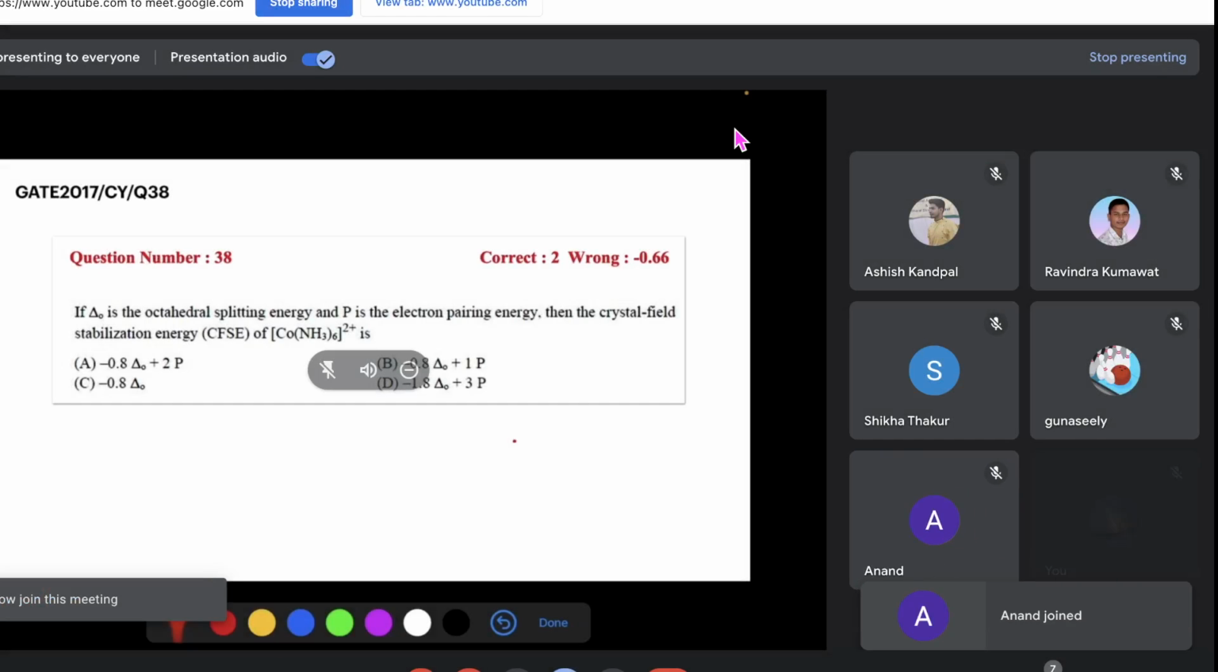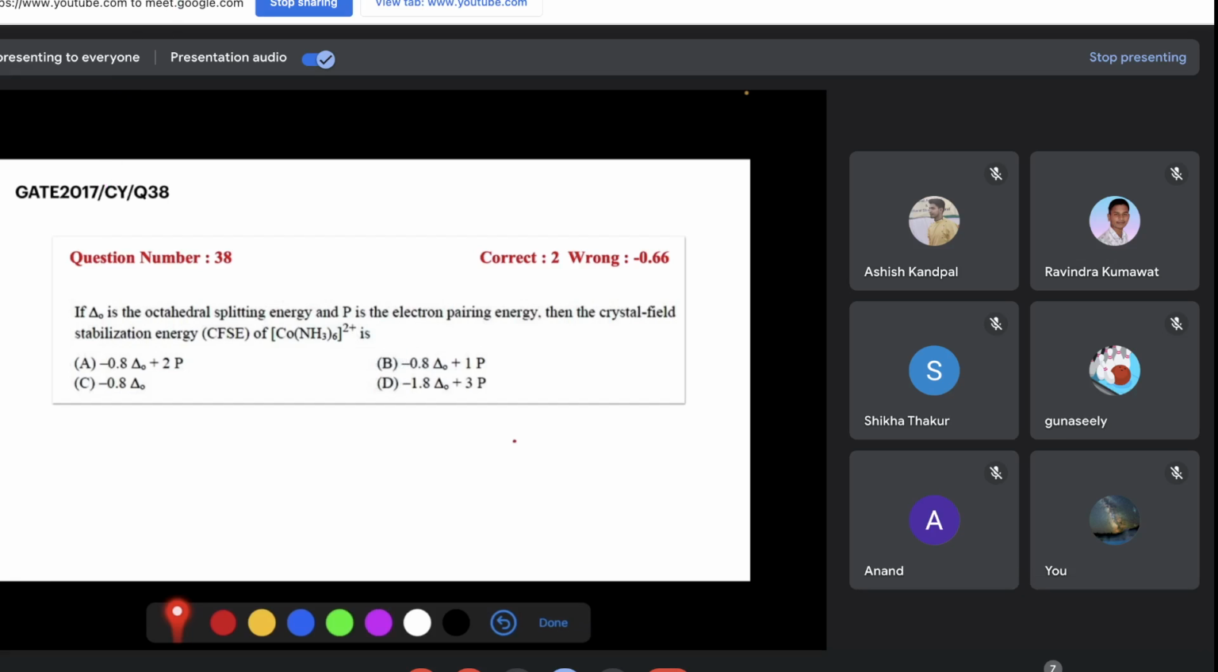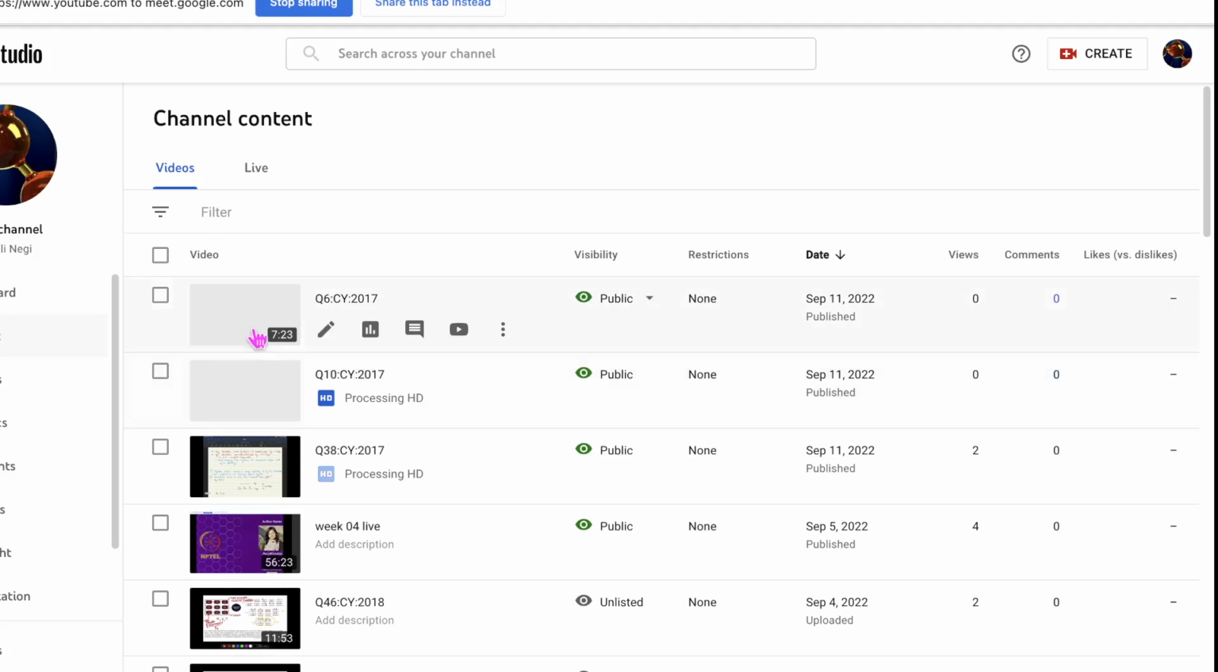Hello everyone. In this video, I will be solving GATE 2017 Chemistry question number 38. This question states that if delta naught is the octahedral splitting energy and P is the electron pairing energy, then the crystal field stabilization energy, CFSE, of this complex is. So we have to find out the CFSE of the given complex.